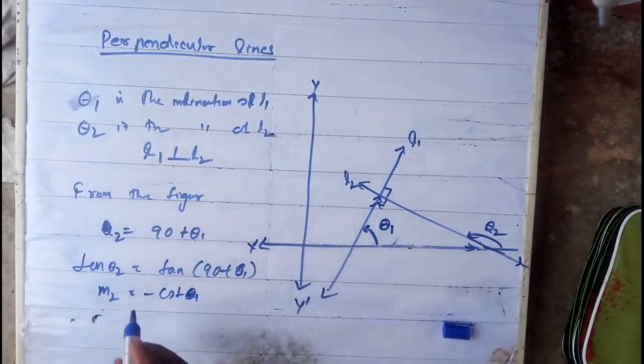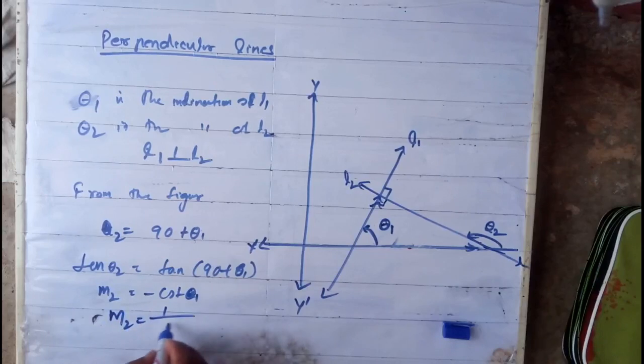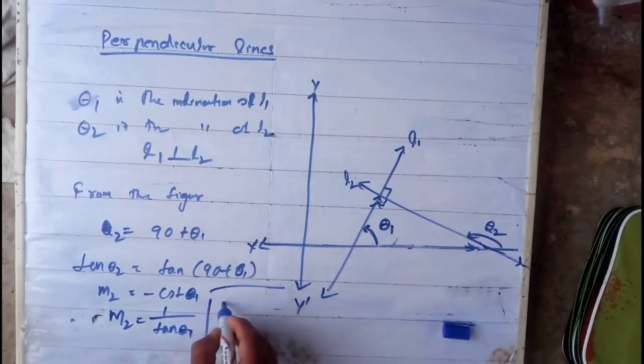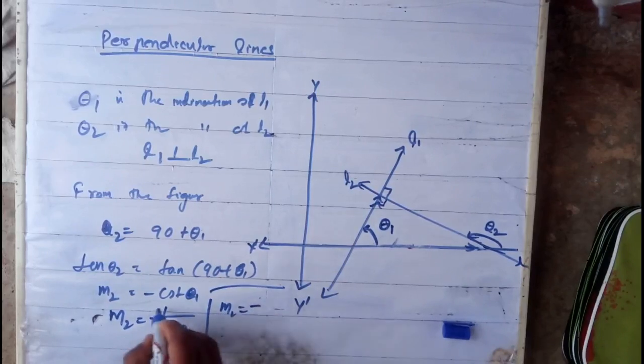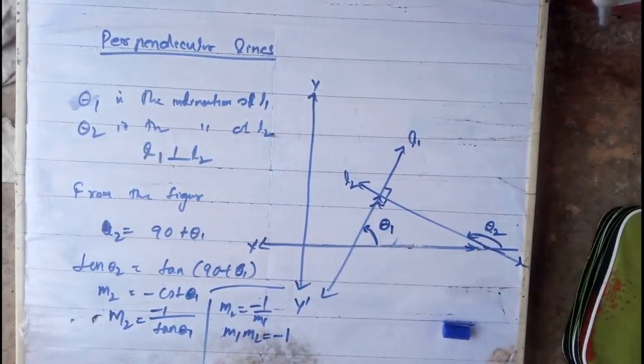So M2 is equal to minus 1 by tan theta 1. That is, I can write here M2 is equal to minus 1 by M1. So M1 into M2 is equal to minus 1. So if two lines are perpendicular, then the product of their slopes is equal to minus 1. I hope I'm clear.